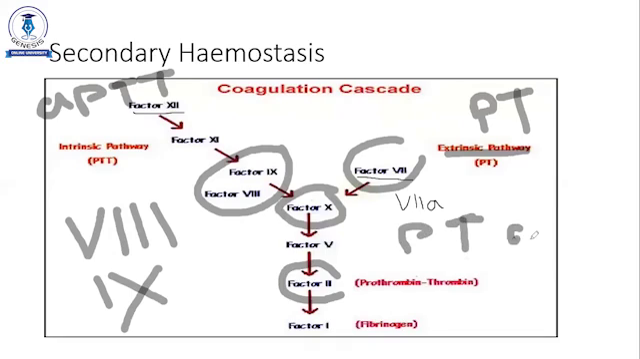So what I have said, if the common pathway is involved, then both prothrombin time and aPTT will get prolonged. And if factor 7 is involved, then the prothrombin time will be prolonged. And if the intrinsic pathway is involved, that means factor 9 is involved, then aPTT will be prolonged. So in vitamin K deficiency, both prothrombin time and aPTT will be prolonged.